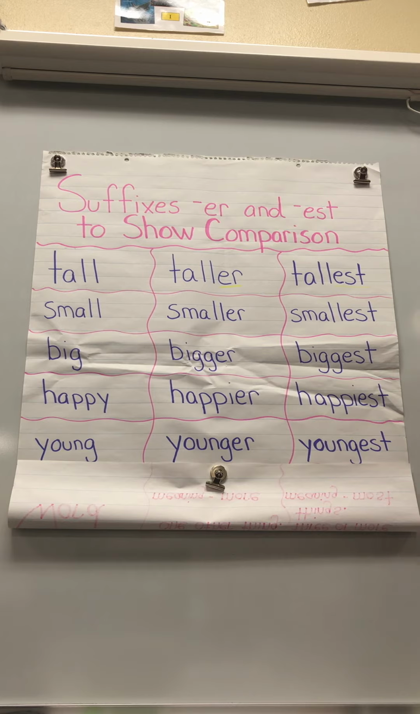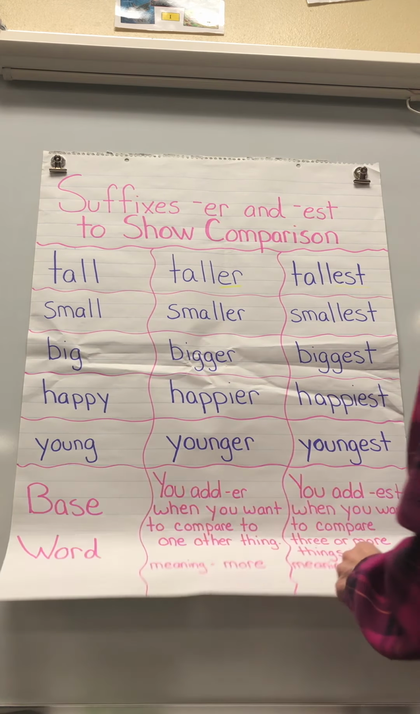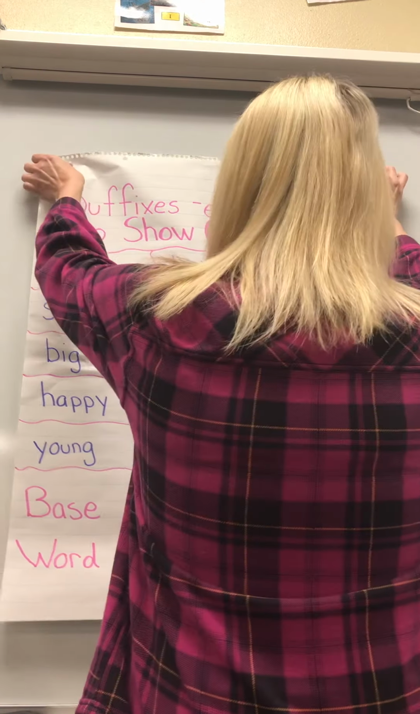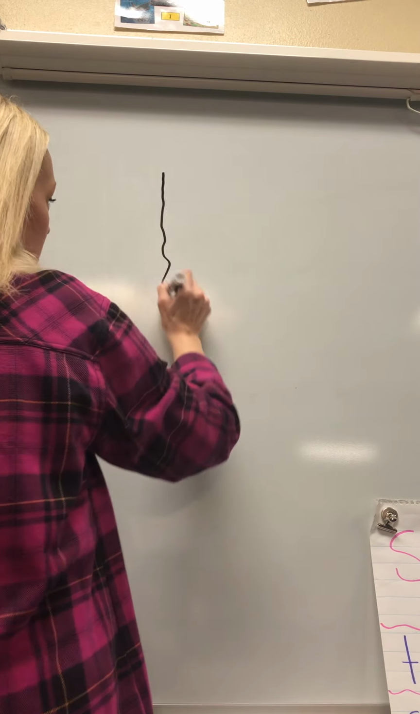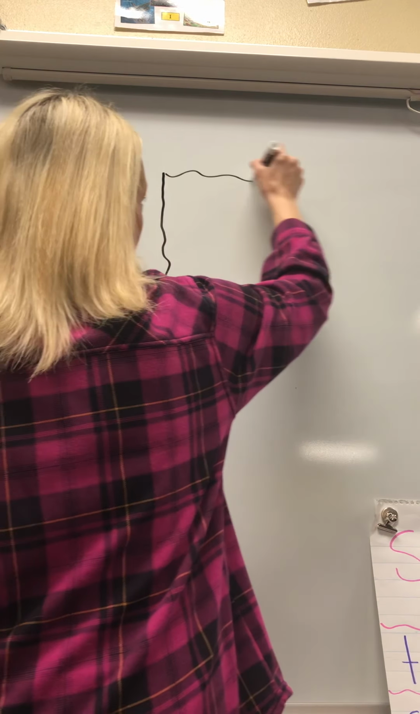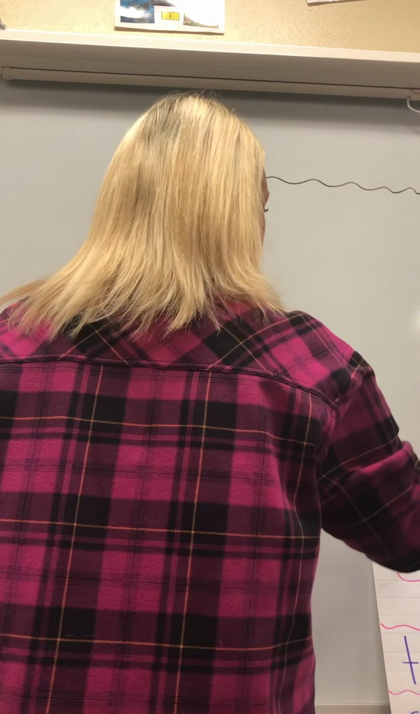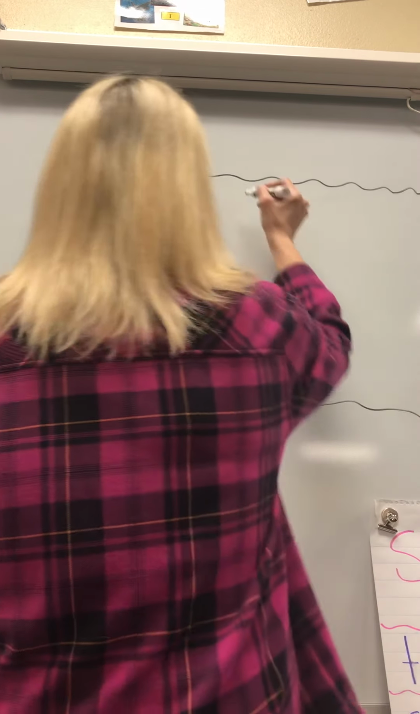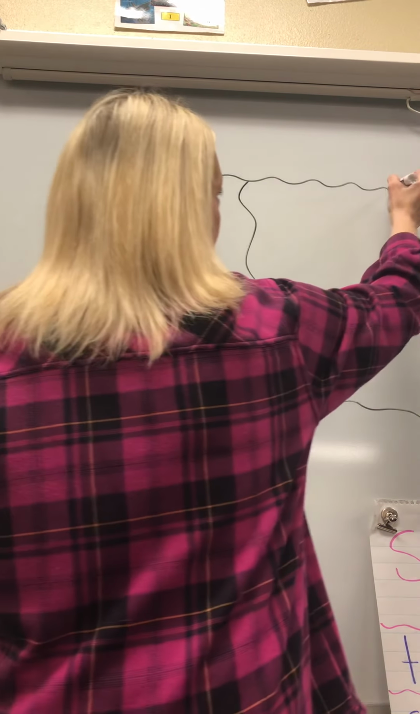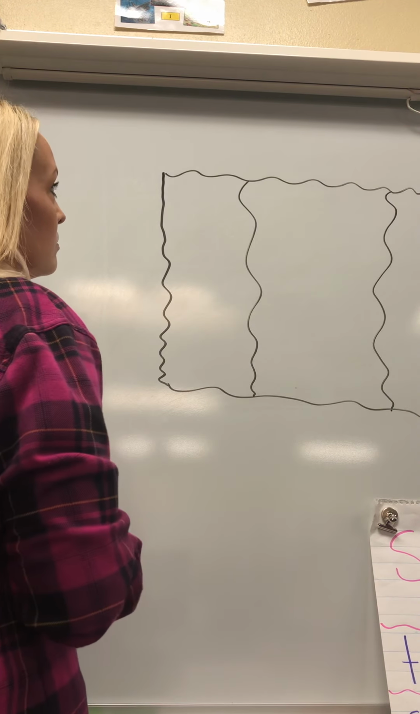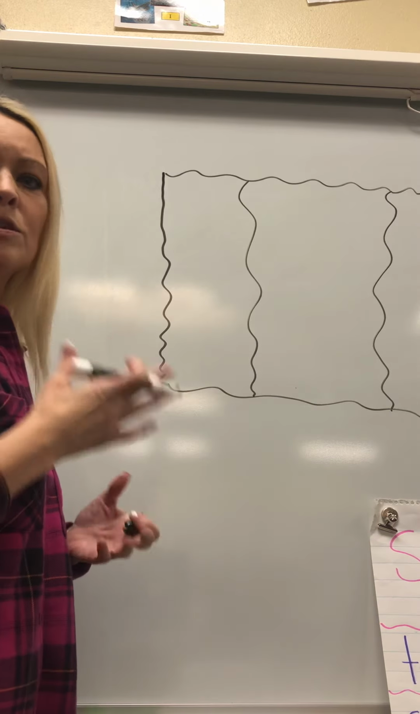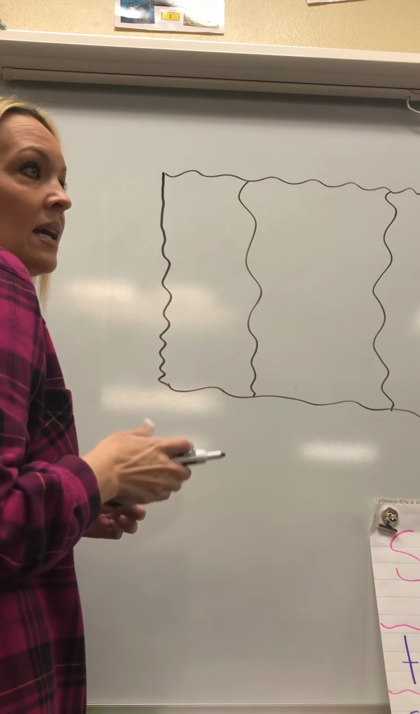All right, let me take this down, and here is something fun I would like for you to try at home. Take a piece of paper and draw 3 columns. You know, I do not like straight lines, so let's just go with this. Then think of an adjective. I'm going to use the word small because my kitty Princess is small.